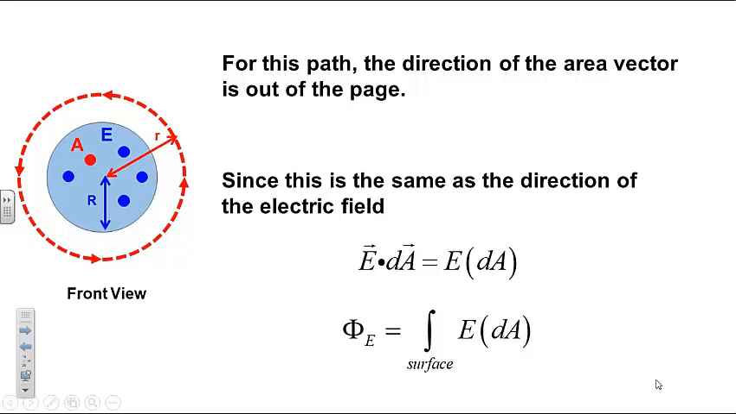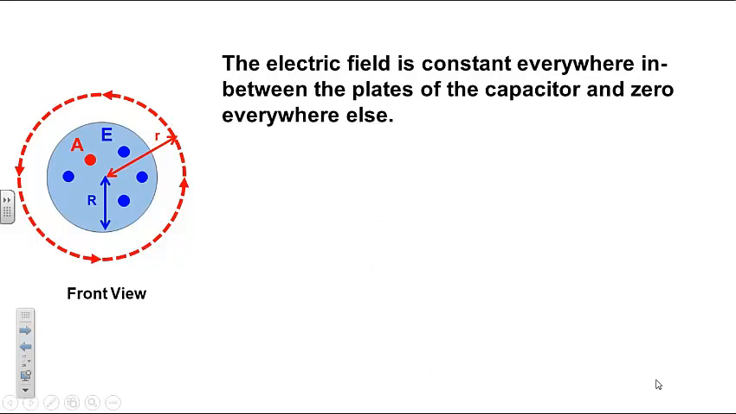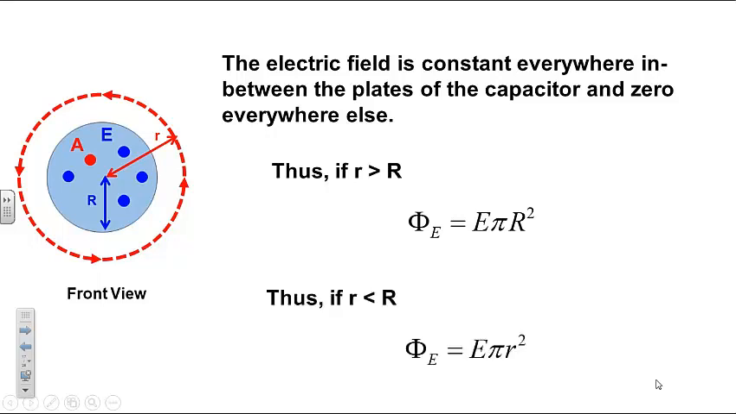We will now assume that the capacitor is perfect, such that the electric field in between the plates of the capacitor is constant and 0 everywhere else. Therefore, if the radius of the boundary is larger than the radius of the capacitor plate, the electric flux is equal to E times pi times capital R squared. And if the radius of the boundary is smaller than the radius of the capacitor plate, the electric flux is equal to E times pi times little r squared.